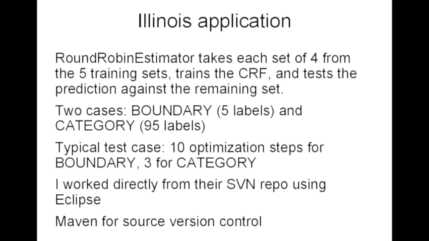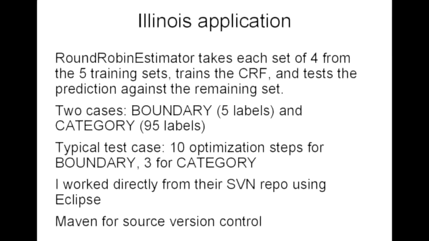And ultimately, the quality of the result you get is determined by an average over using each possible set of four as a training set and matching it against each of the leftover ones. As I said, they do two basic sets. There's the boundary example, which uses only five labels, and there's the category example, which uses 95 labels and about 50,000 features, conditions within the code for which weights have to be calculated.